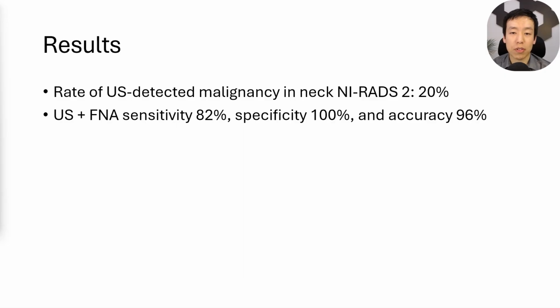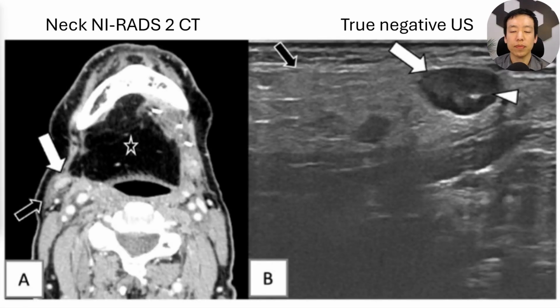Here are the results. Overall, the rate of ultrasound-detected and FNA-proven malignancy in Neck NIRADS 2 nodes was 20%. There were a few false negatives, either with negative ultrasound or negative or indeterminate FNA, that then developed a recurrence in that node within a year. But overall, the sensitivity of ultrasound and FNA was 82%, the specificity was 100%, and the accuracy was 96%.